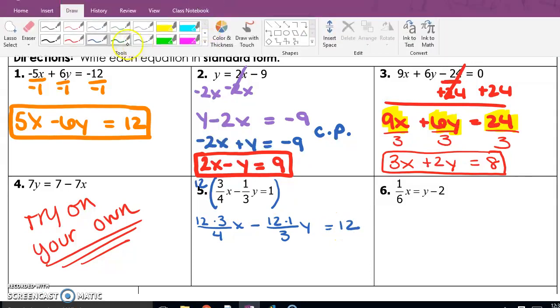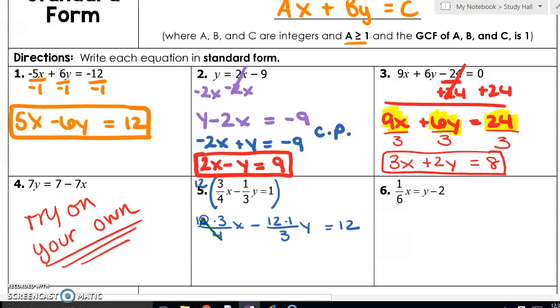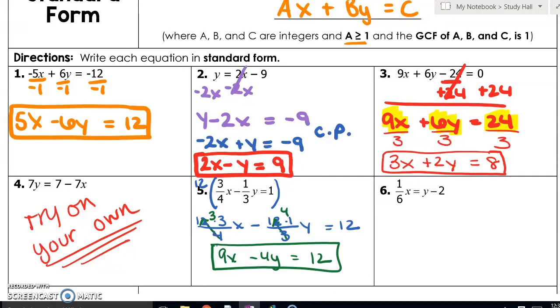So what happens is 4 goes into 12 3 times, and we end up with 9x. 3 goes into 12 4 times, and we end up with 4y equals 12. So when you multiply by the denominator, it cancels out. We multiplied by 4 times 3, which is 12, so that both denominators would cancel out. And that's all you had to do there to get it into standard form.